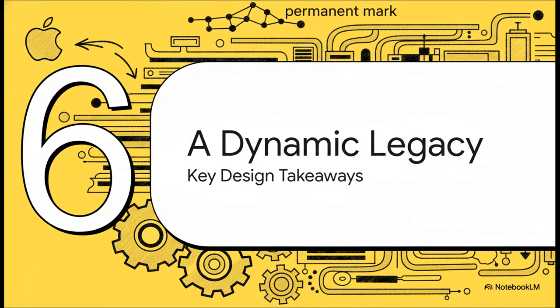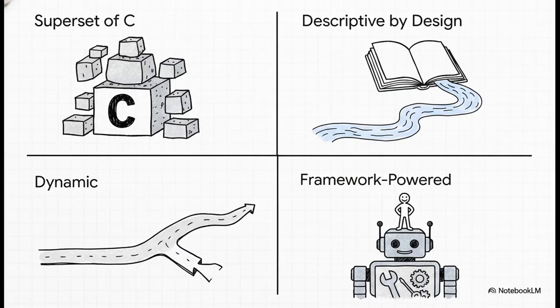So let's bring it all home. What is the lasting legacy of this language? Because even though Apple has largely moved on to their newer language, Swift, the design choices and the philosophy behind Objective-C left a permanent mark. So let's just quickly recap the core identity here. First, it's a superset of C, which gave it that rock-solid, fast foundation. Second, its main personality trait is that verbose, descriptive by design philosophy, clarity above all. Third, it was designed to be really flexible or dynamic, which means it could make decisions and change things on the fly while the app was running. And finally, all that power was supercharged by those amazing Cocoa frameworks.